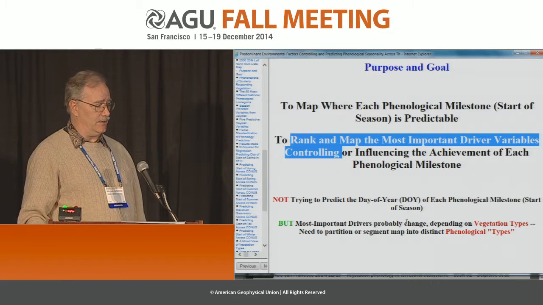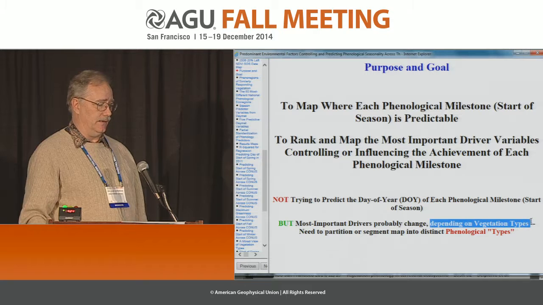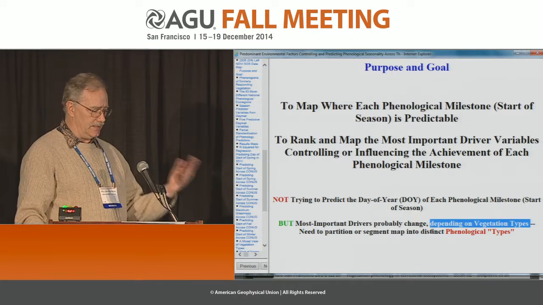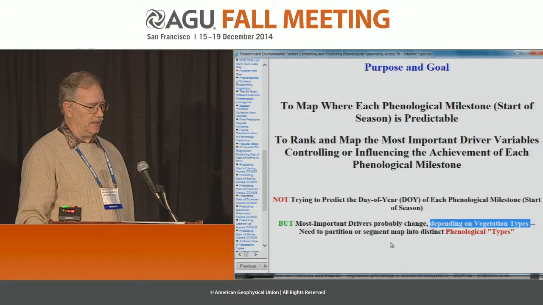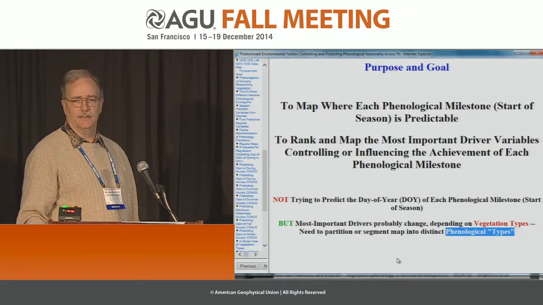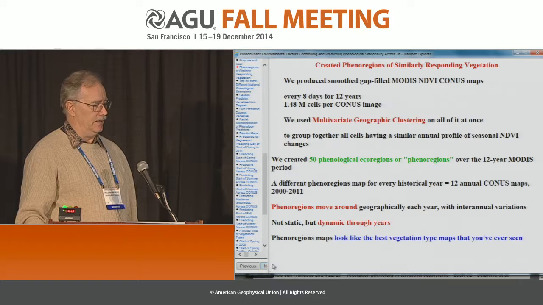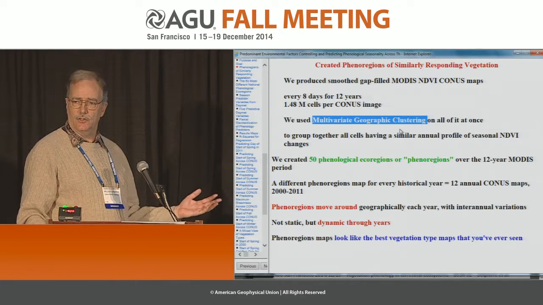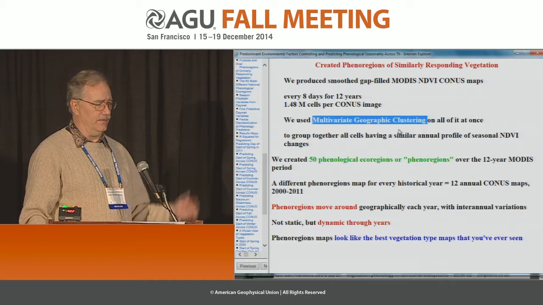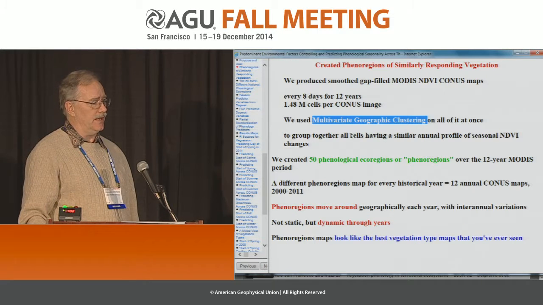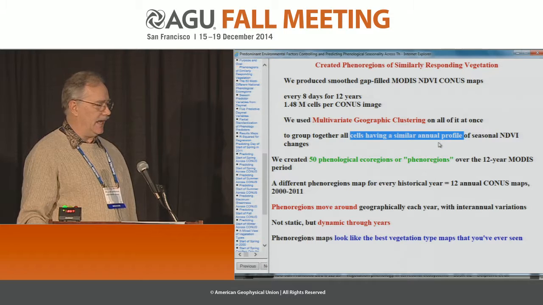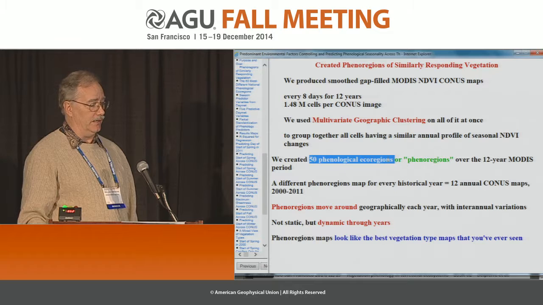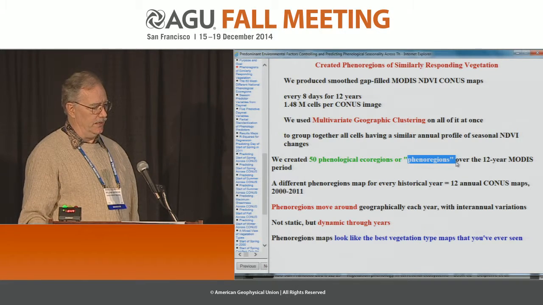But before we do that, you can imagine that the most important drivers probably change depending on what vegetation type you're in. So we need some way to partition or segment the map into distinct phenological types, is what I'll say. And those of you who know me will not be surprised to hear that we use a multivariate geographic clustering procedure on this entire 12-year span of every 8 days of national data. And the object here is to group together cells that have a similar annual profile. And we created 50 of these phenological ecoregions. We like to call them phenoregions over this 12-year period.